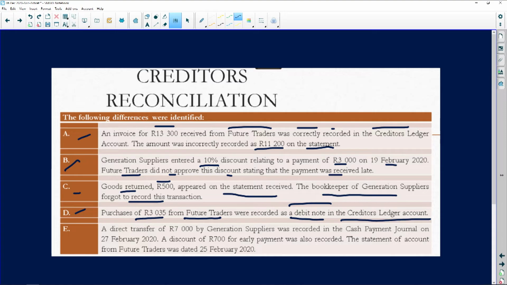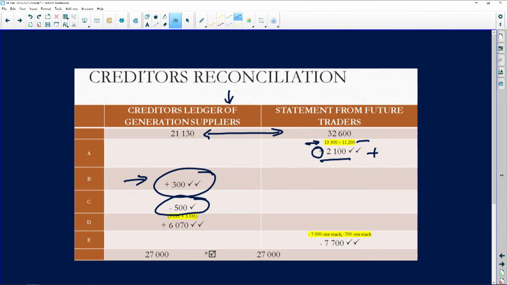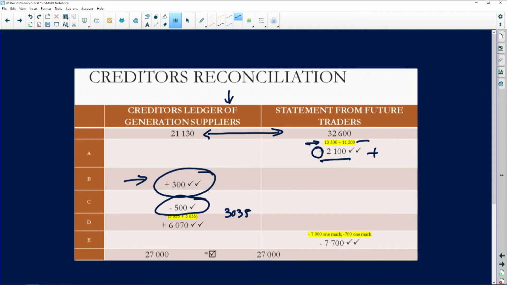That means, now watch this here. This one is very important. We recorded it as if we had returned goods to them. So in other words, the initial entry that we did is we reduced the account by 3035, right? So what did we do? We subtracted 3035 from the account, indicating that we returned goods to Future Traders. But that was not the case. We had in fact bought goods from Future Traders.